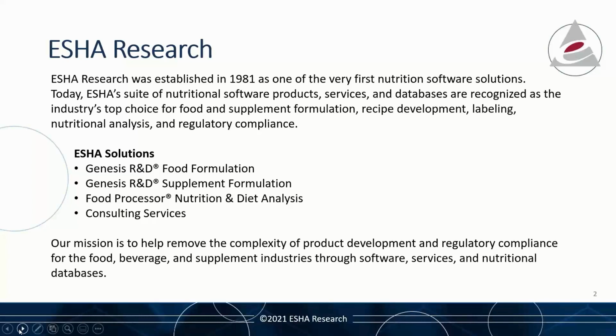First, let me give you a little background on ESHA Research. ESHA was established in 1981 and has grown from offering one of the first nutrition and labeling software solutions to a full suite of products and services, including Genesis R&D Foods that we're demonstrating today, Genesis R&D Supplements, the Food Processor for dietary analysis, and our consulting services that provides labeling services, formula review, and their expertise for customized projects.